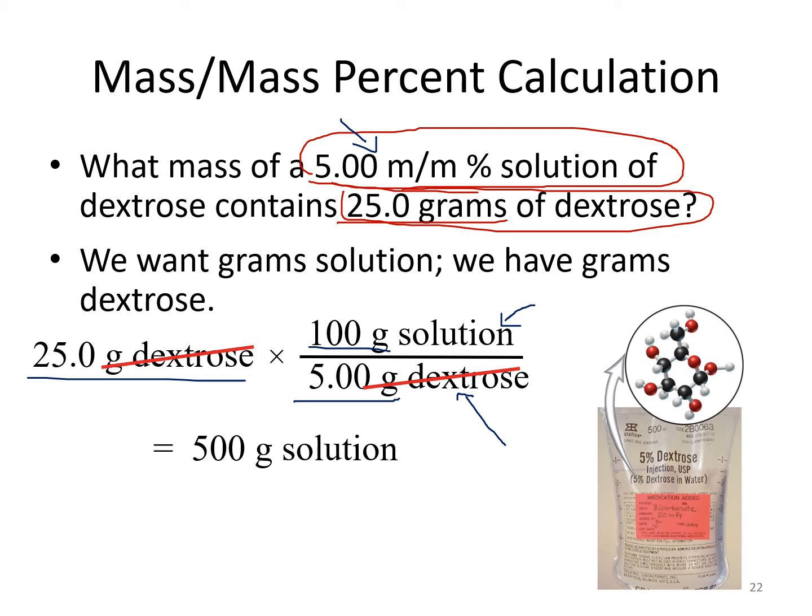How many sig figs should be in our final answer, by the way? We should have 3 sig figs. So 500 as written here only has 1 sig fig. I can make this have 3 sig figs by doing something like 5.00 times 10 to the second grams. So what this means is if I have 500 grams of solution, I have 25 grams of dextrose.